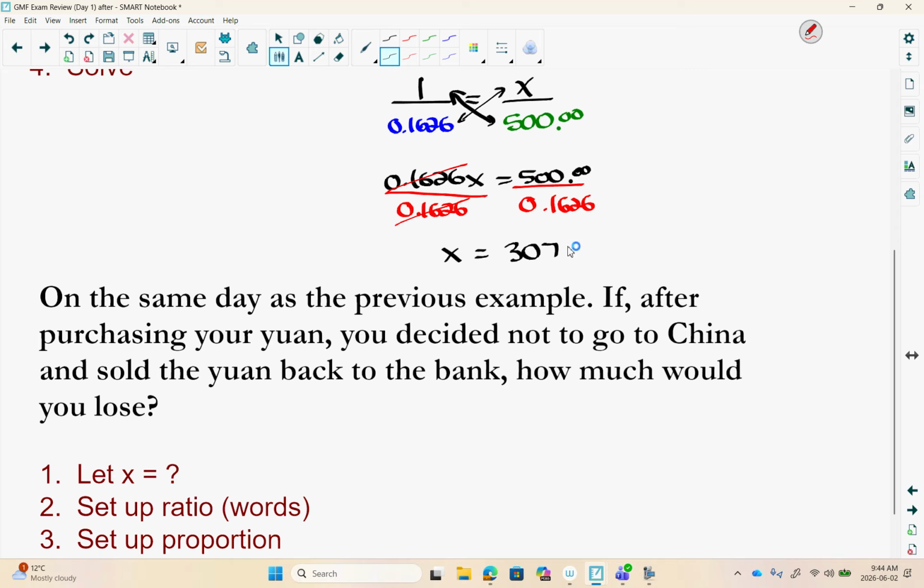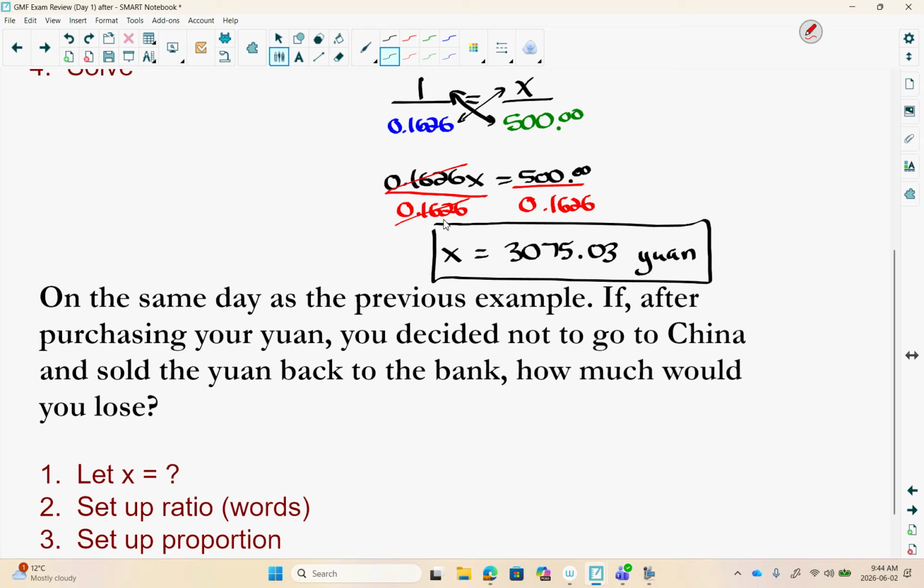3,075. And I'll just go to the nearest 100, okay? Because we're talking money, 0.3. That's how many yuan I'd have for $500 Canadian. So we're talking currency exchange. So remember, if you're buying foreign currency, the bank is selling. If you are selling the foreign currency, the bank is buying.